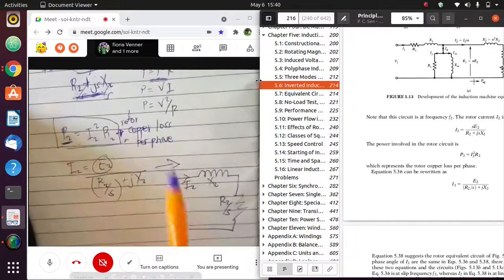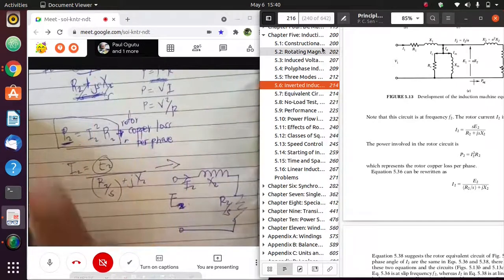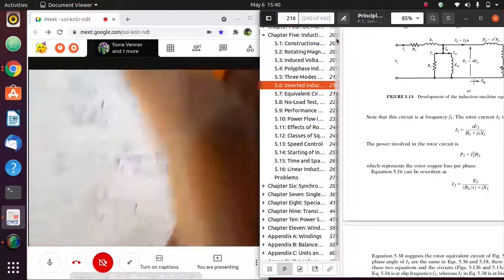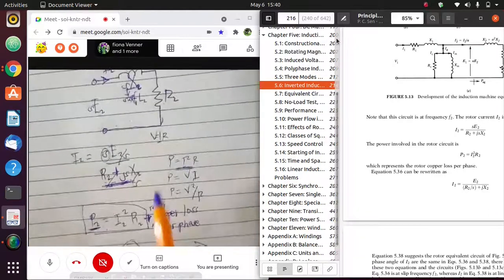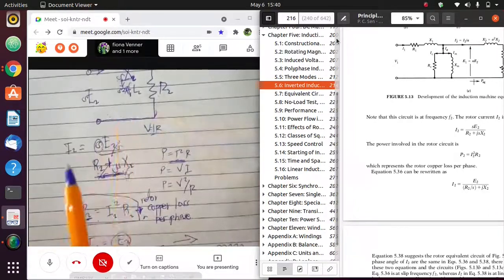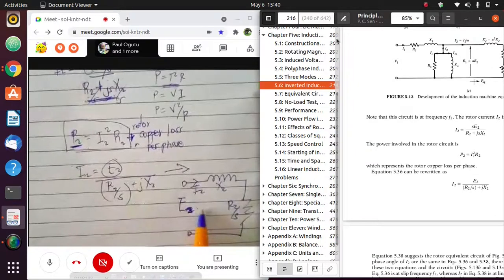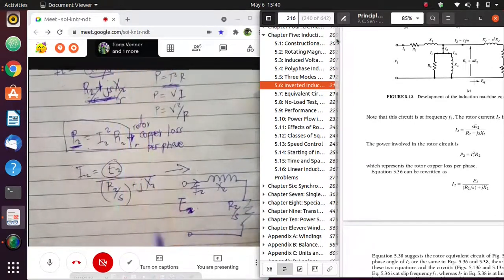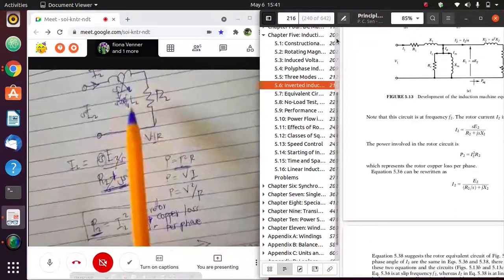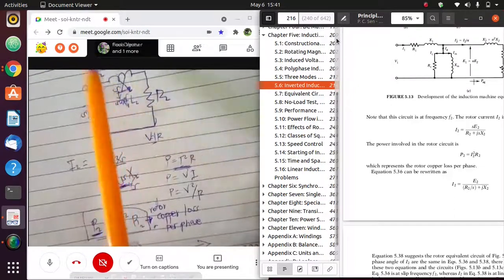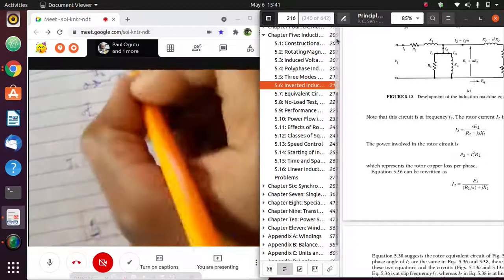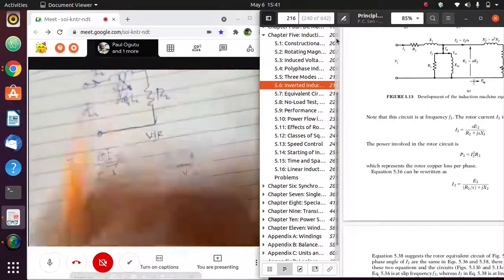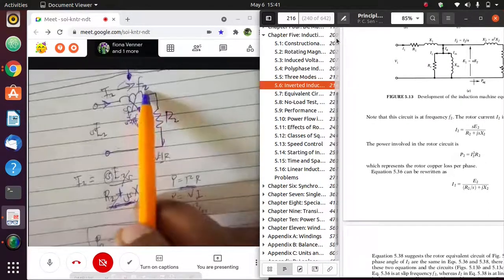Now although the magnitude and the phase angle of current in these two rotor circuits are the same, these two are different. Why? This first circuit here, the current I2 is at slip frequency. This is at slip frequency, or it is at frequency F2.